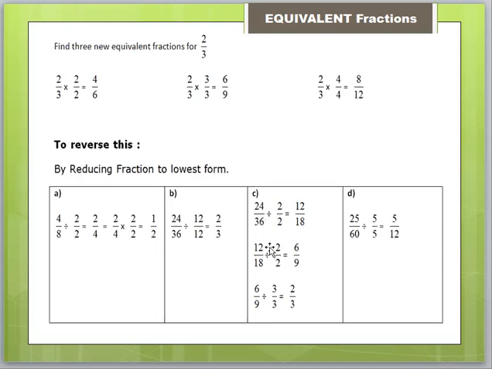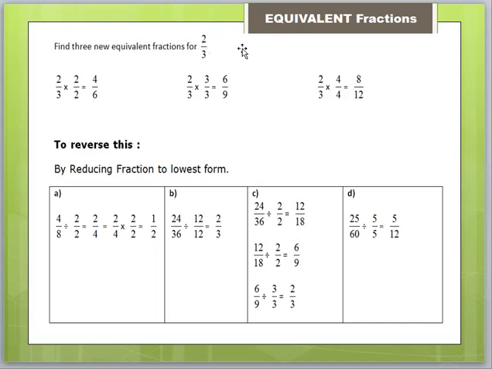The questions in our textbook or in our exams will come like this. Find 3 new equivalent fractions for 2 upon 3. Now 2 upon 3 is the basic fraction that we have, and we have to find new equivalent fractions. So to find new equivalent fractions, what can we do? See, 2 upon 3 is already in its lowest form. It cannot be reduced further, right?